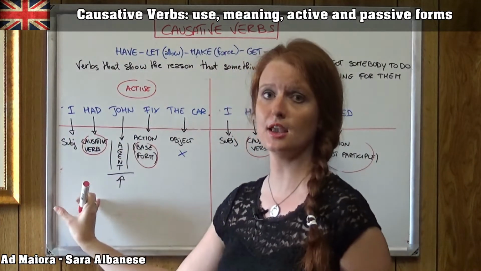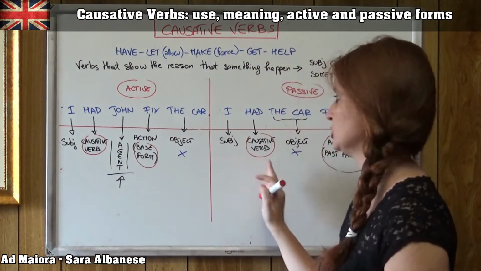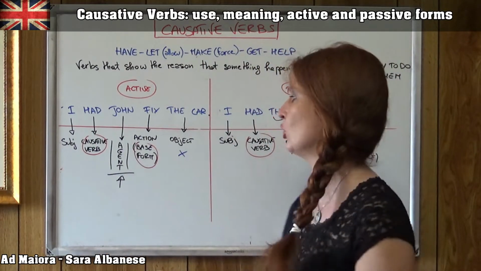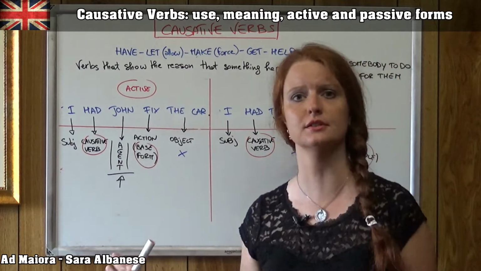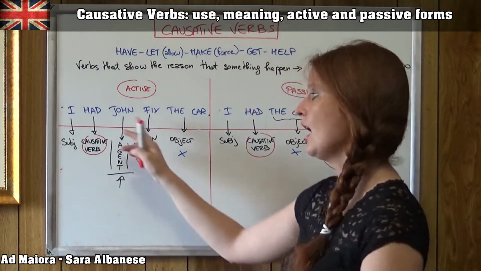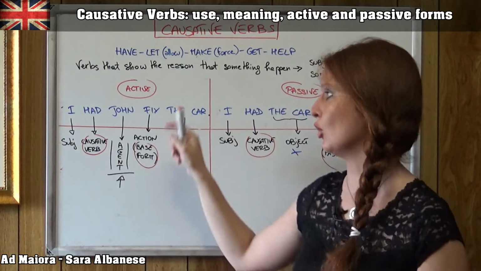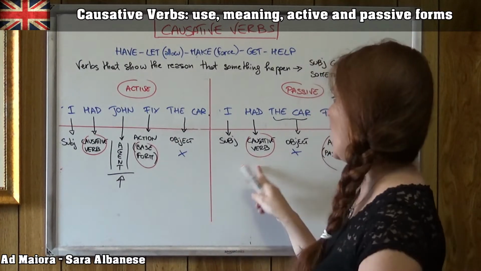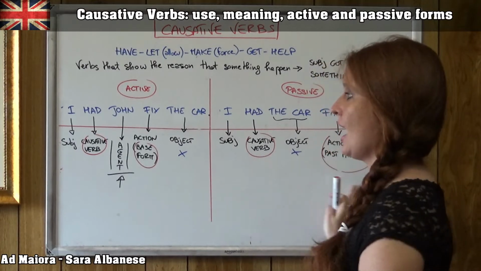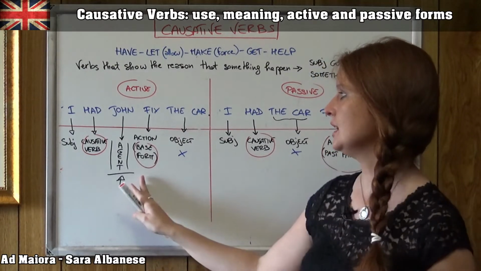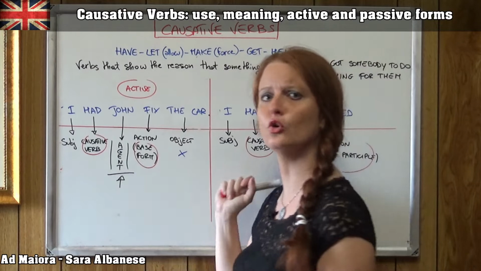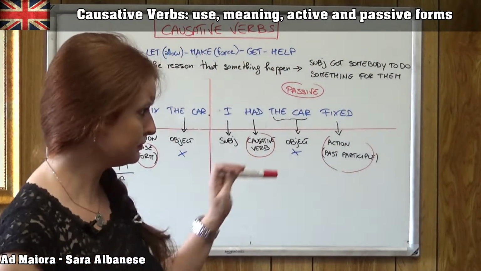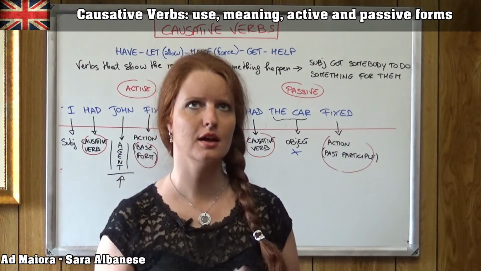The first part is the same, subject and causative verb, also for the passive form, but the second part of the sentence is completely different. I don't have the agent in the passive form, I have the object right after the causative verb, and then I have the action at the end. In the active form it was base form, and in the passive form it was past participle.